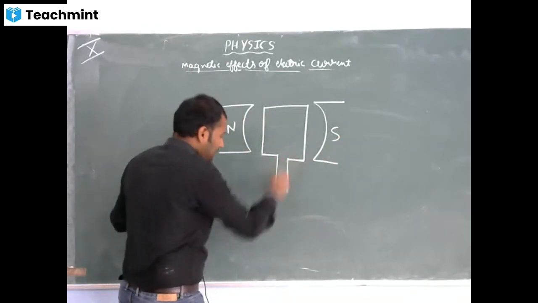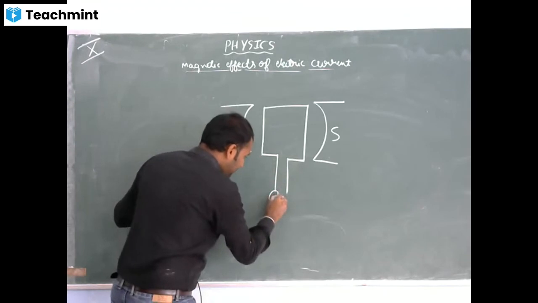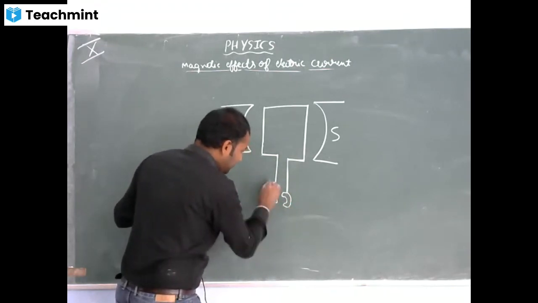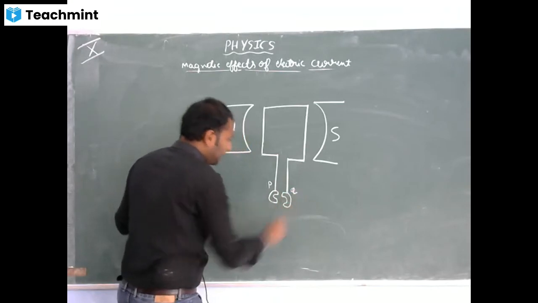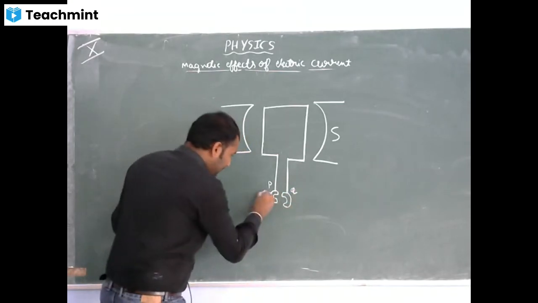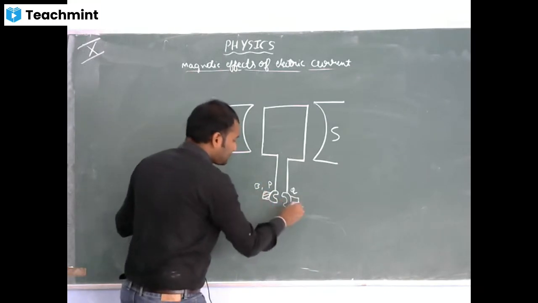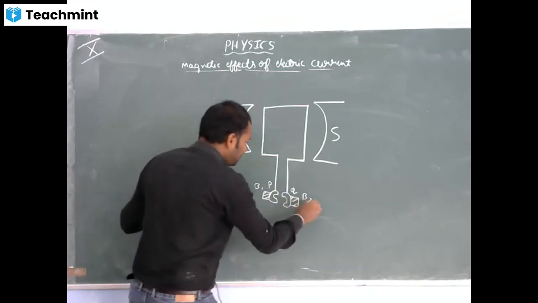This is the axle. So this is connected to the split ring. The first split ring I will take as P. The other split ring I will take as Q. And this is connected to brush B1. We call these carbon brushes, B1 and B2.